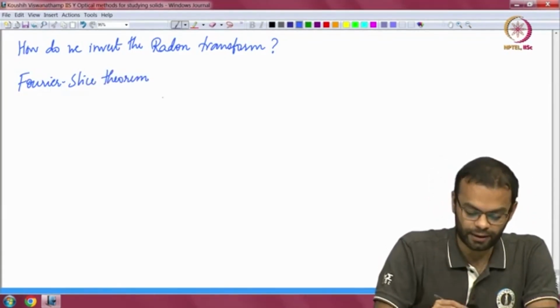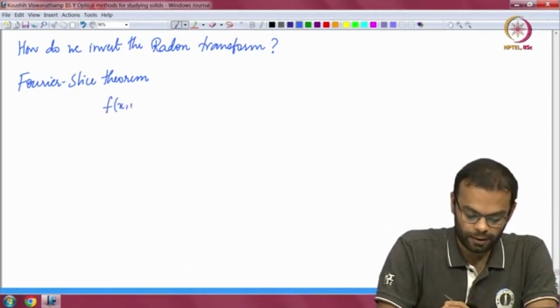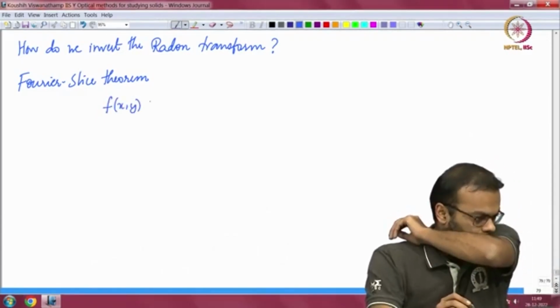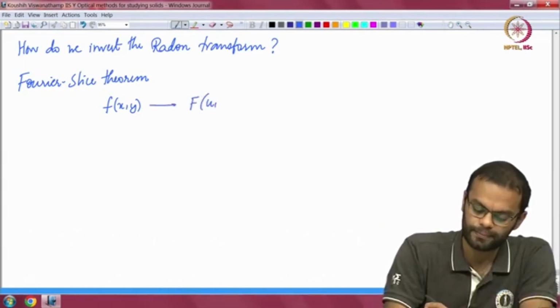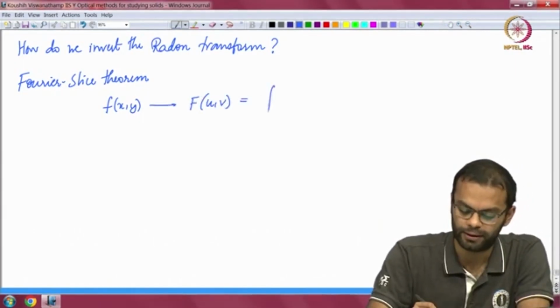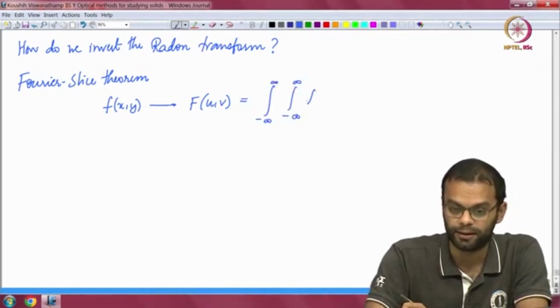So let us say we have our function f and I take a Fourier transform of it, f of u v, of course this is given by, remember we had this extra factor of 2 pi, so I am going to include that here.